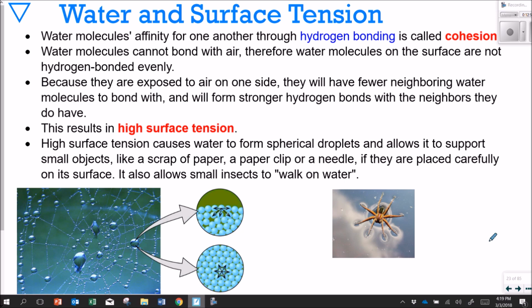and this results in high surface tension. What that does is it causes water to form spherical droplets, and it allows water to support small objects, such as a scrap of paper, a paper clip, a needle, and if they are placed carefully on top of the water, they will float. It also allows small insects to walk on water.